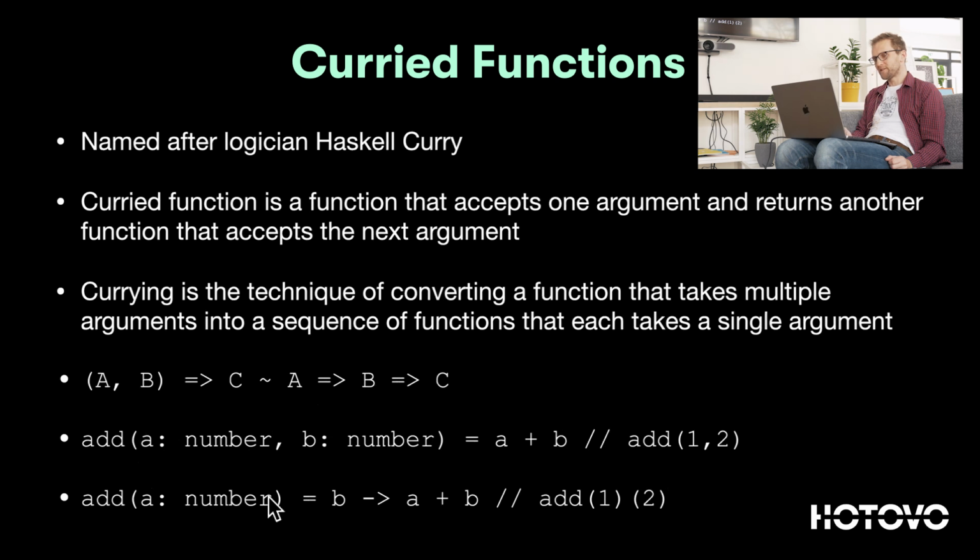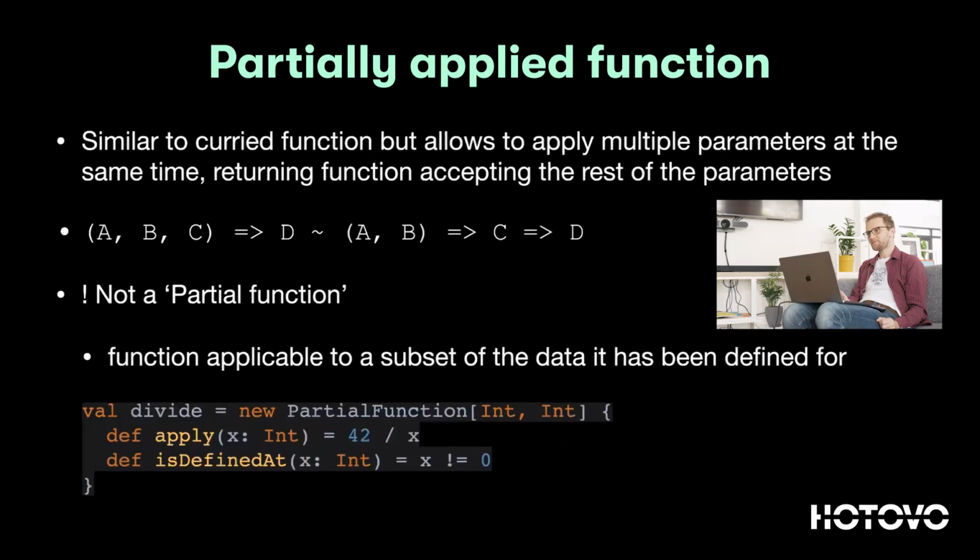Now, this can be implemented as a function add that takes one argument and returns a function, which takes B and returns A plus B. And we call it like that. We call not with all the arguments provided, but we call the first function first, which returns a function, and then we call the second function. So this is basically an act of currying a function.